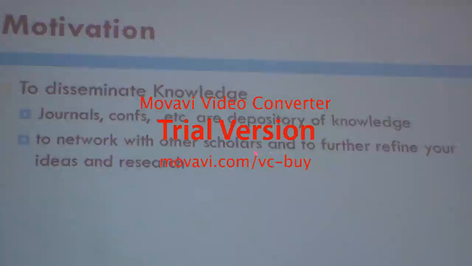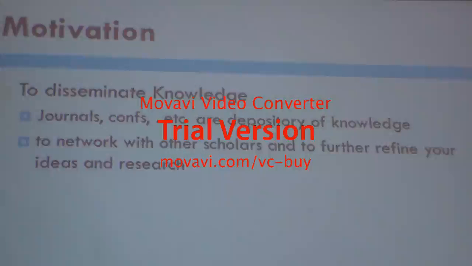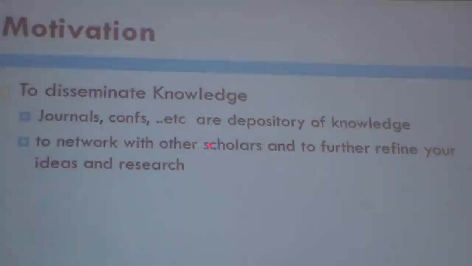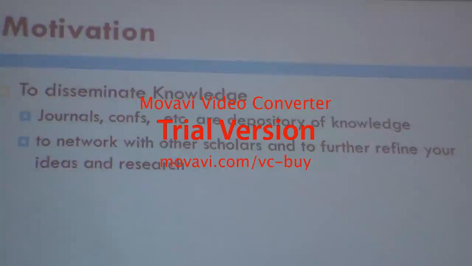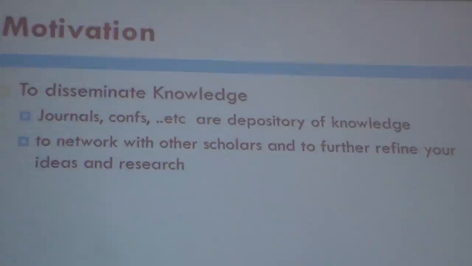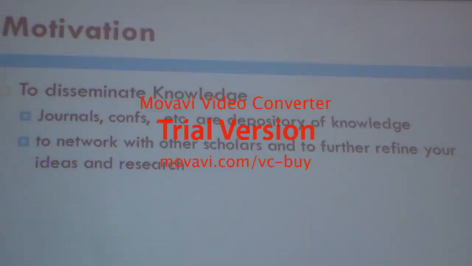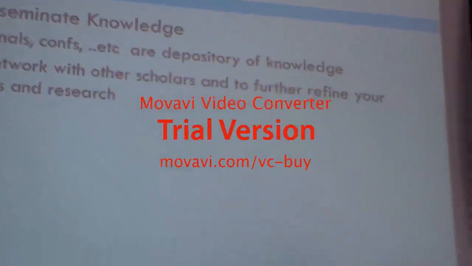To network with other scholars. Also, disseminating knowledge is not only writing for journals or conferences, but also making a network with other scholars and further refining your ideas and research. This is very important, and it happened to me personally. When I was doing my research, I was not lucky that there was a research group in the university or my faculty that specialized in my topic. So I felt alone. It's very difficult. Yeah, I felt alone. Because other research groups are based on research projects.